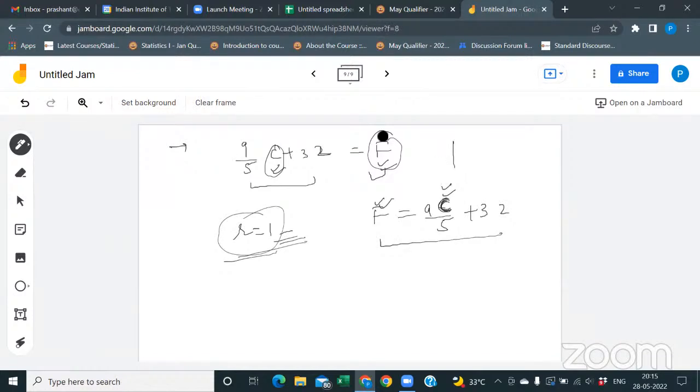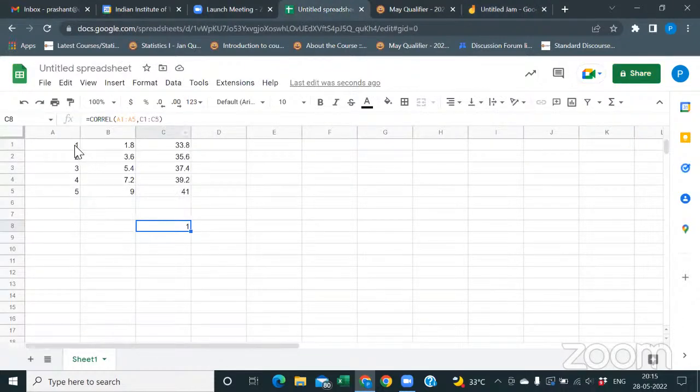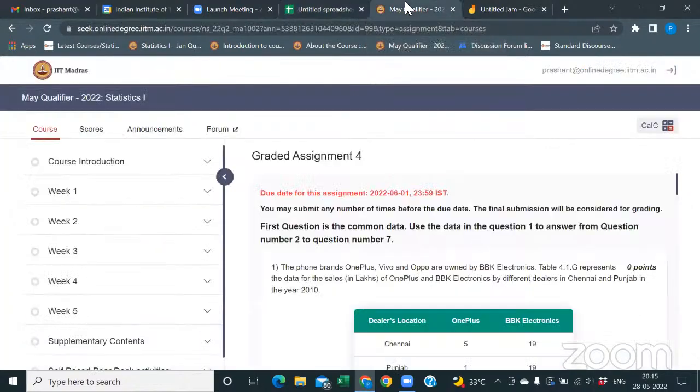How? See, suppose this is the values for Celsius. I put 5 values, suppose 1, 2, 3, 4, and 5. I calculated 9 into C divided by 5 plus 32. I mean your first variable is this, your second variable is this. Now you calculate the correlation coefficient. It comes out to be 1. It is always 1 for any linear thing.